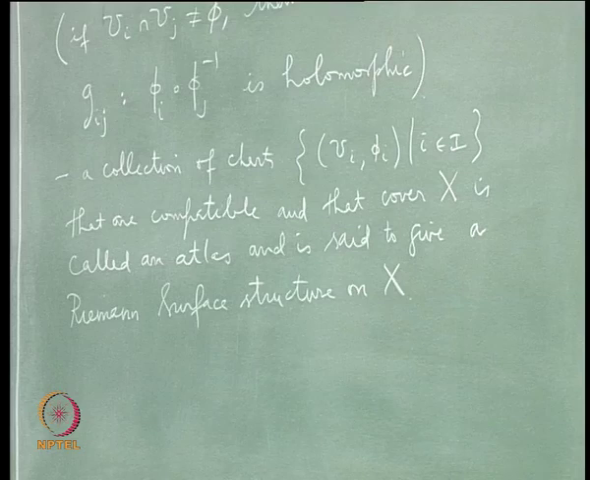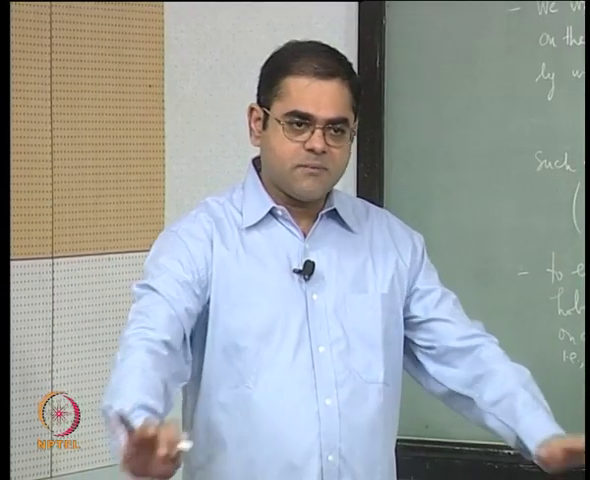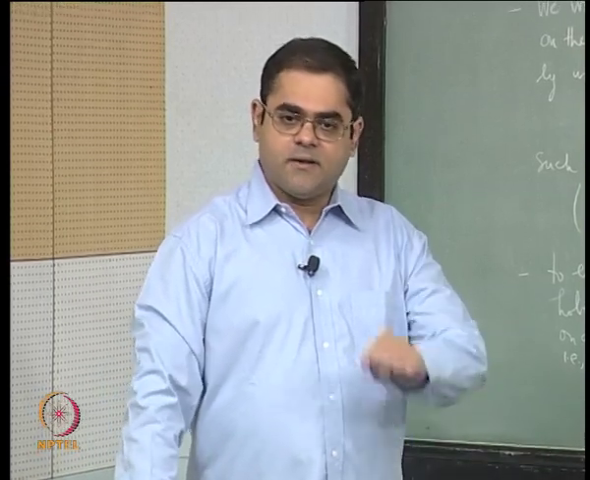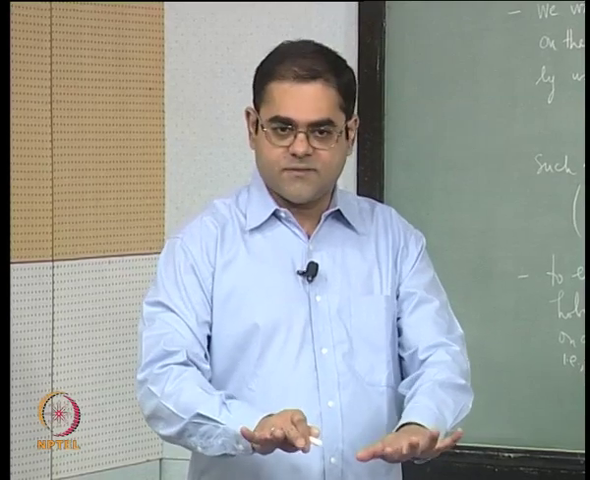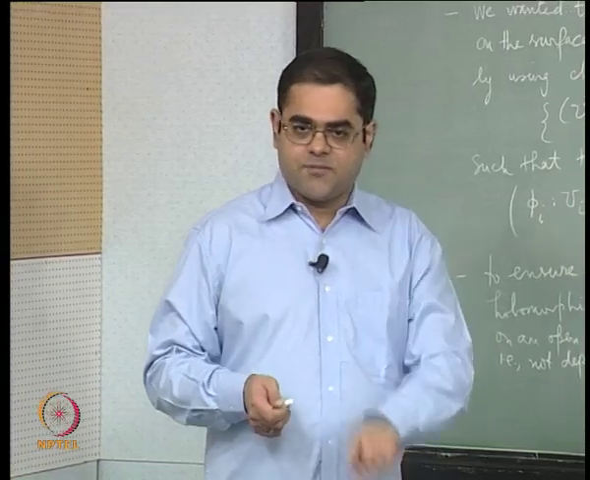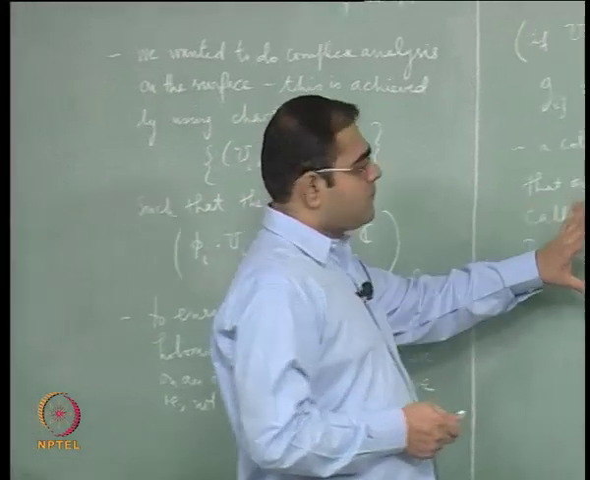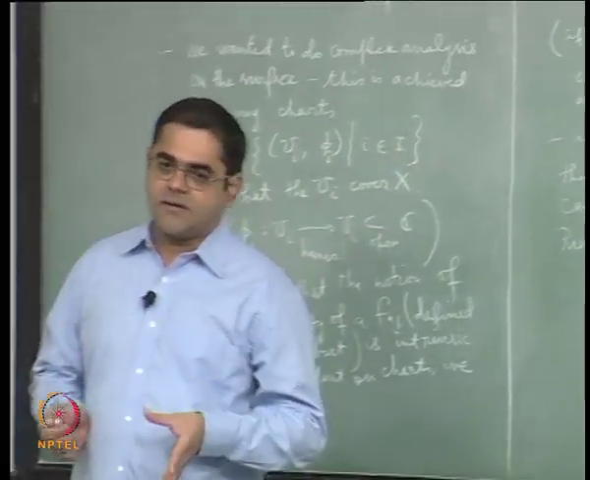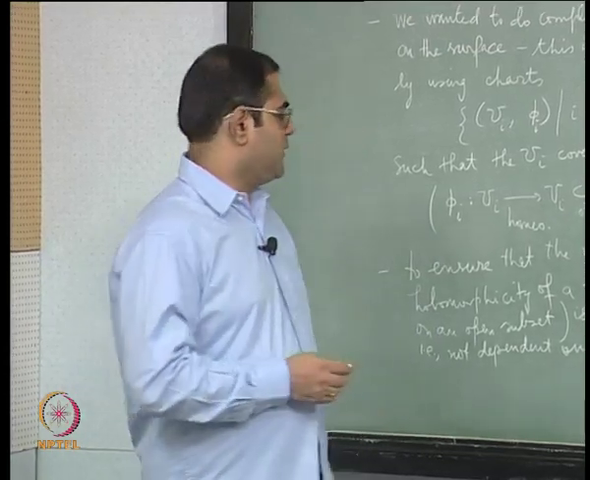So this was our definition of what a Riemann surface should be, okay. You take a real surface, cover it by charts which are compatible, and this collection of compatible charts is called an atlas, and the real surface along with this atlas put together is called a Riemann surface. You can rather call it a Riemann surface structure on X, okay. Well, I just want to make this definition a little bit more sophisticated in this lecture in the following way.